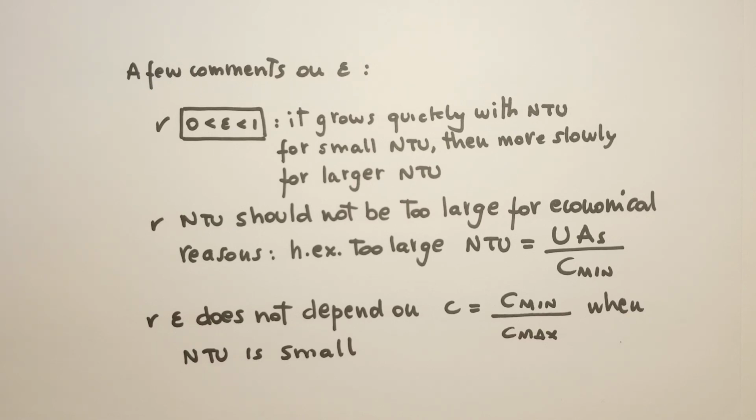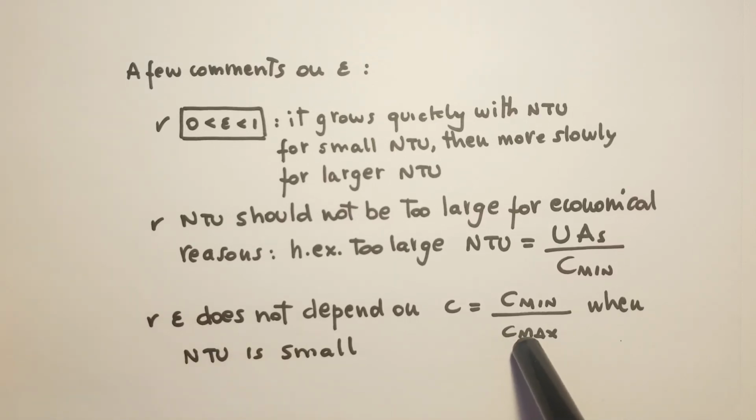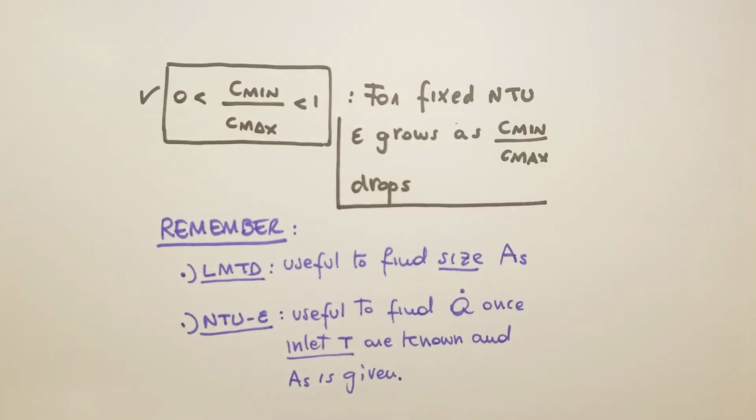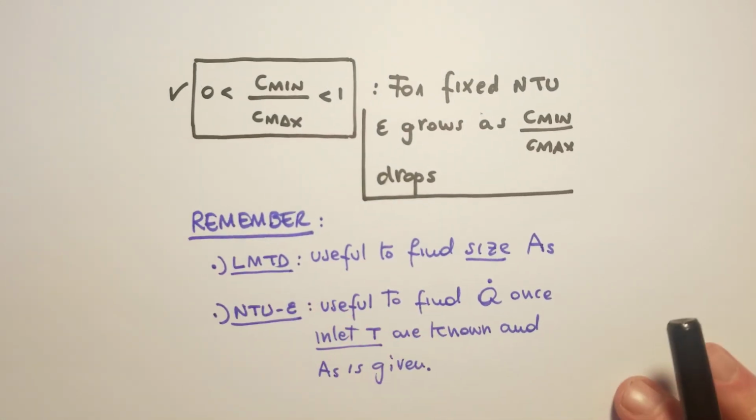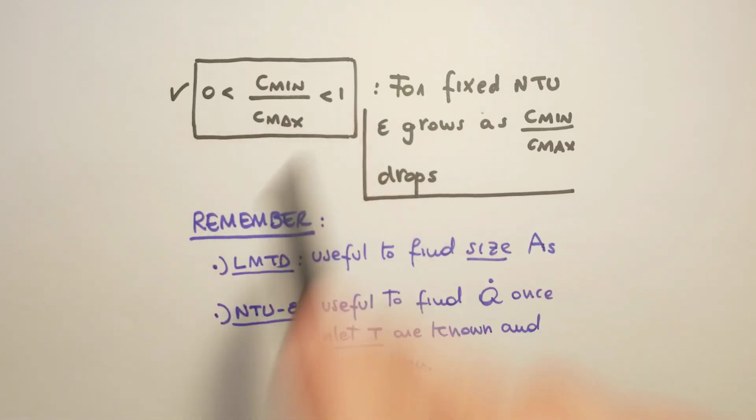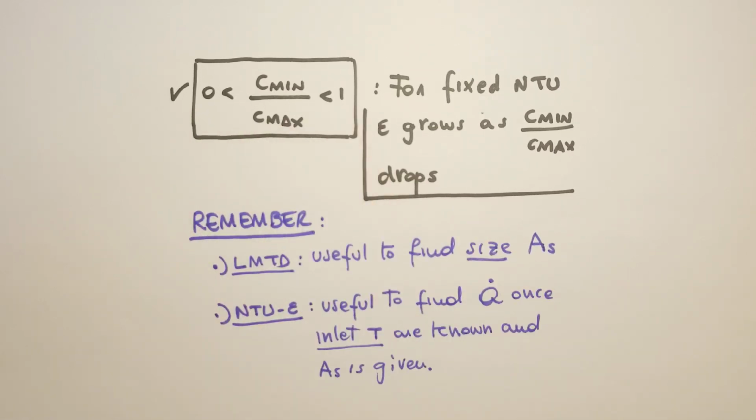And the other thing to note is that for small values of NTU, the effectiveness does not depend on the heat capacity ratio. The final observation is that the heat capacity ratio is always in the range between 0 and 1. And so for fixed NTU, the effectiveness grows as the ratio drops.